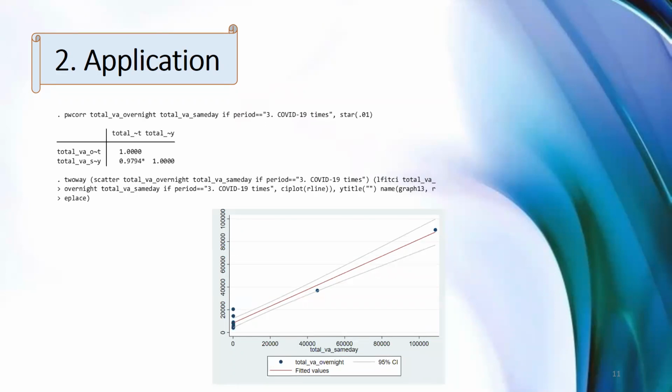And then lastly, if we want to look at the correlation for period equals to 3 COVID-19 times, then again, up in the table, we can see the correlation coefficient is 0.9794 with the star, which is very high and significant. But if we plot a scatter plot, we can see that most of the dots are located at 0. And then there are only 2 dots located close to the fitted line. So here again, based on the fitted line, we can also see a clear relationship that when X increases, Y also increases. So that agrees that it is a positive correlation. But the data points again are quite few along the X and Y axis. So this is also something to bear in mind.